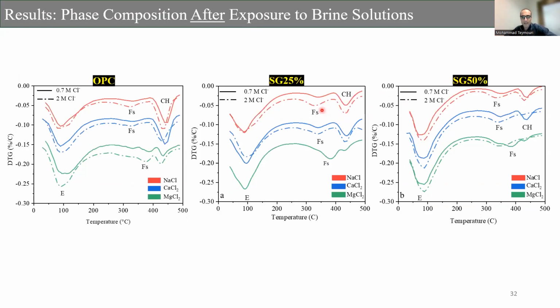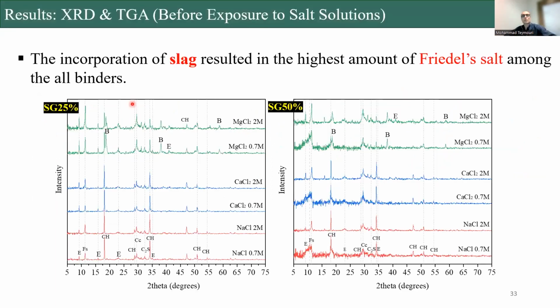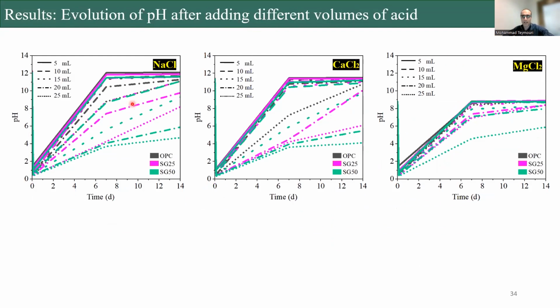You can see the dips that we have for Friedel salt here. For slag, 25% and 50% is way higher than the OPC. One thing that I wanted to mention is that the incorporation of slag helps the formation of the chemically bound chloride. The physically bound chloride is good, but it is more prone to dissociate from the matrix and return to the concrete and initiate the corrosion. Because of that, Friedel salt is pretty important, because it's harder to break down the bond that the chloride ions have with the cement matrix.